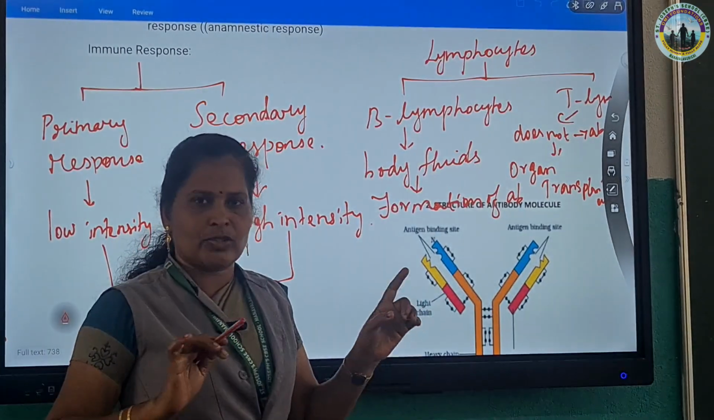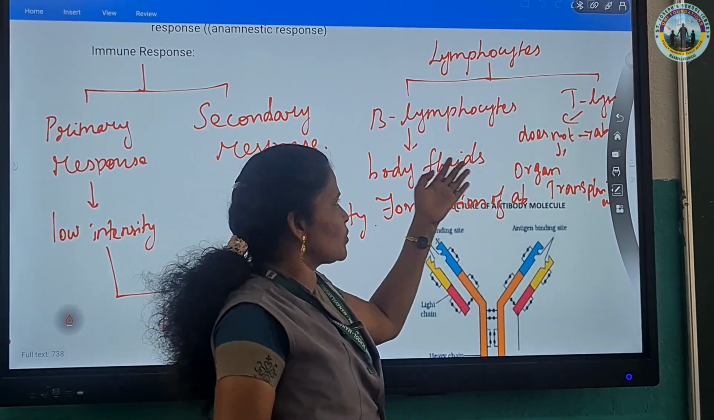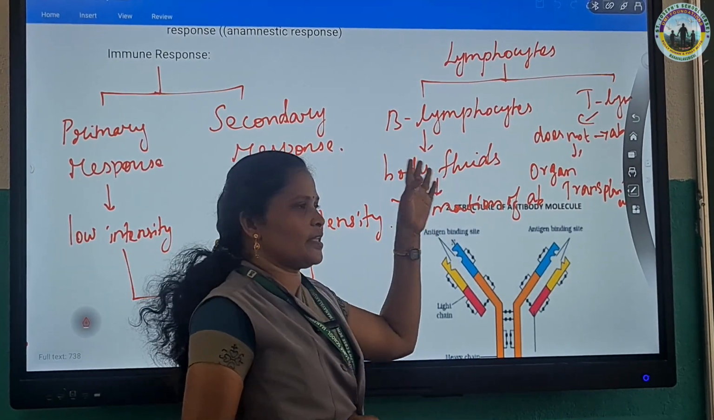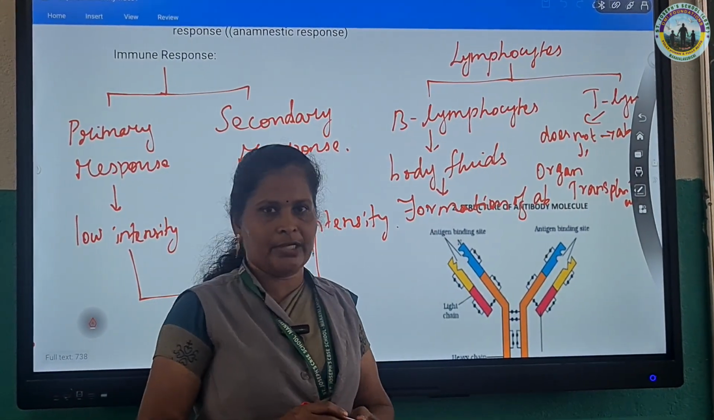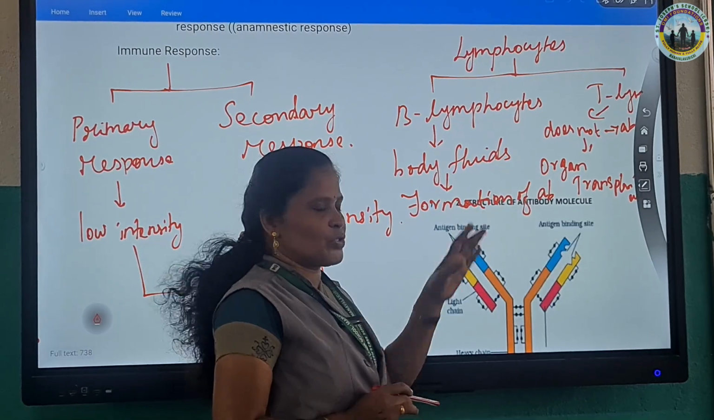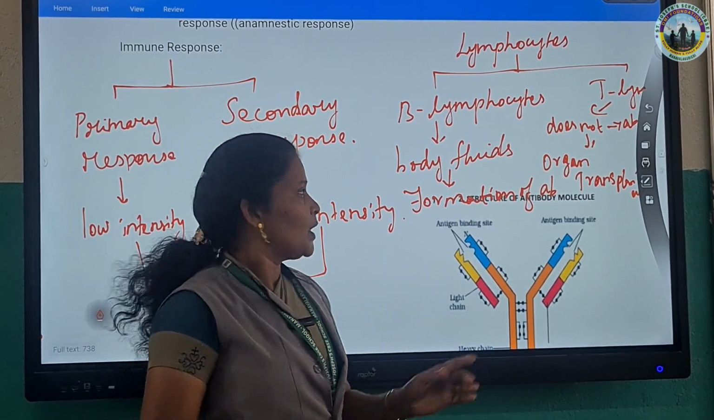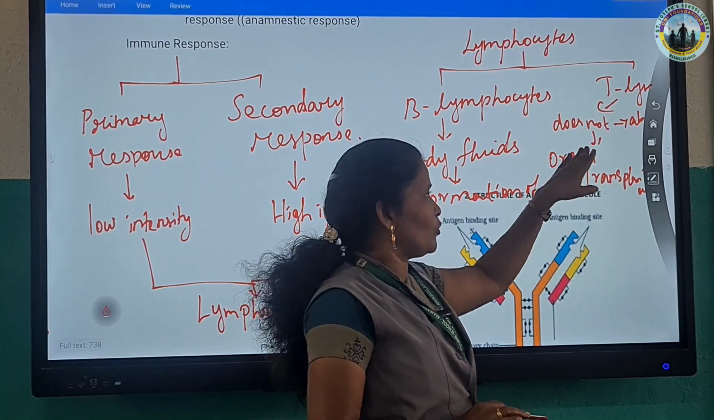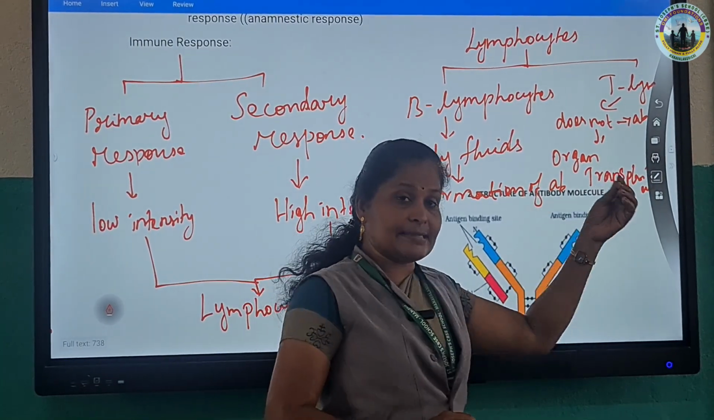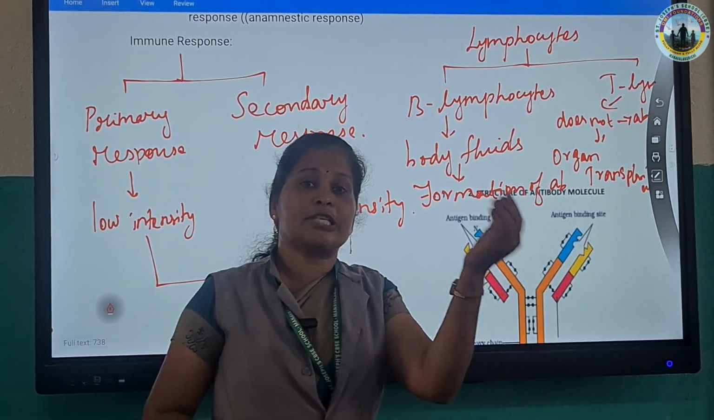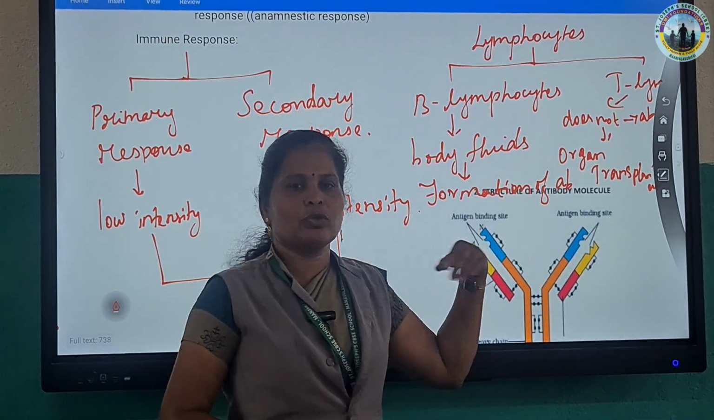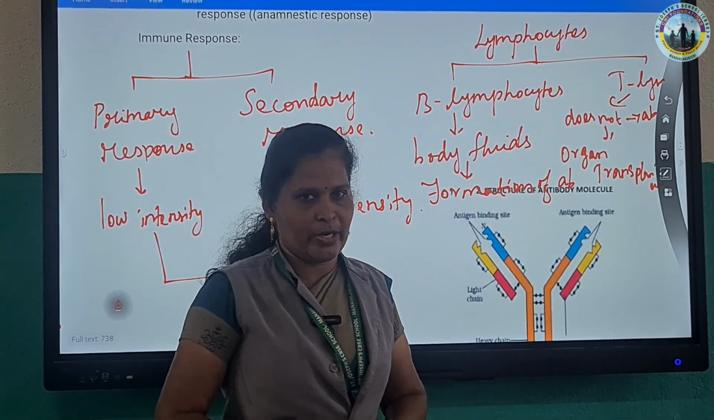There are two kinds of lymphocytes, B lymphocytes and T lymphocytes. B lymphocytes function in the blood as well as in the body fluids, so they are involved in the formation of antibodies. T lymphocytes do not form antibodies themselves. At the same time, they stimulate, that means they support the B lymphocytes in the formation of antibodies.